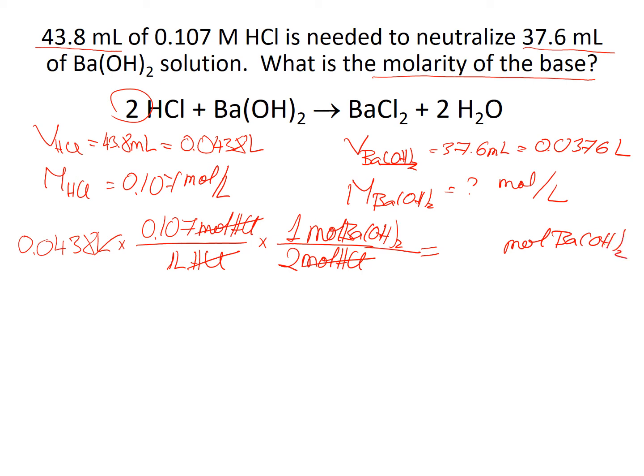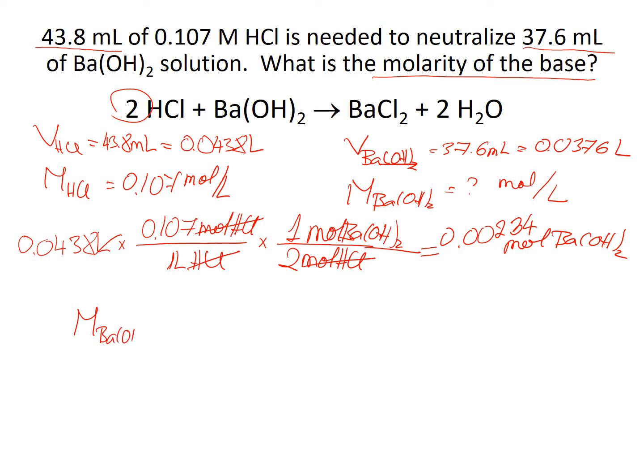And we're going to get a number for this, and that number is going to be 0.0438 multiplied by 0.107 and divided by 2, and we have a fairly small number, 0.00234 moles of barium hydroxide.